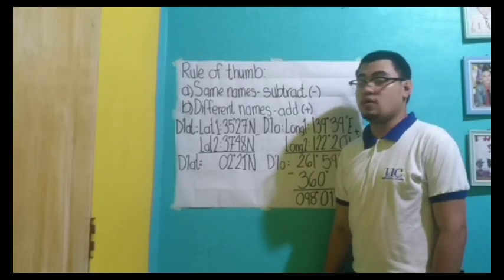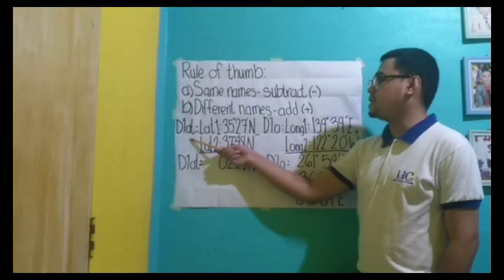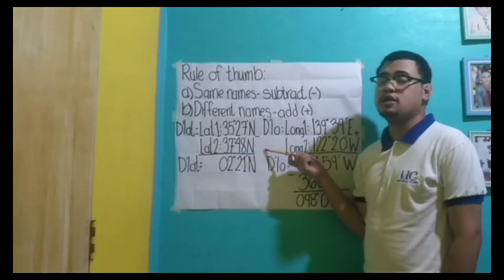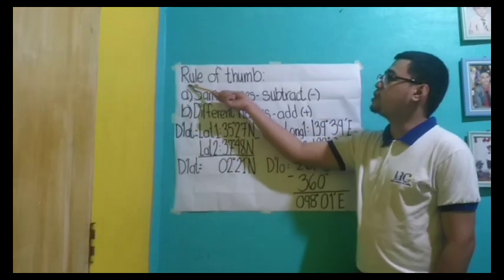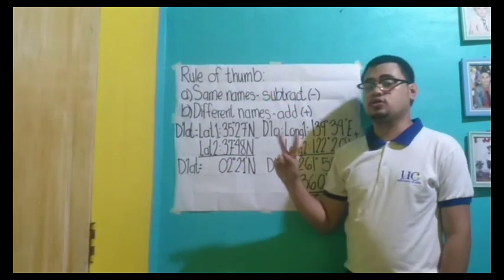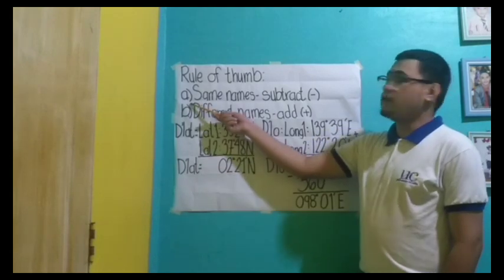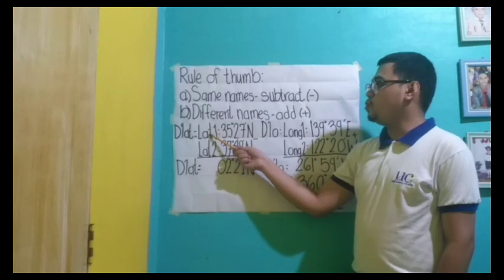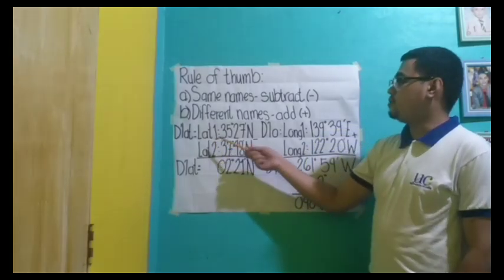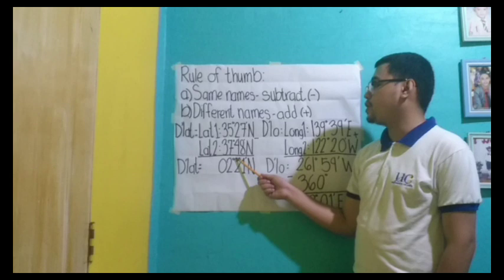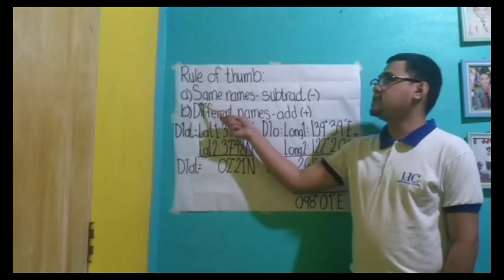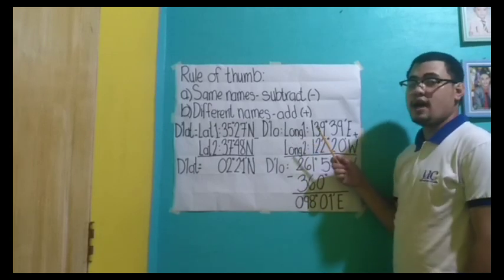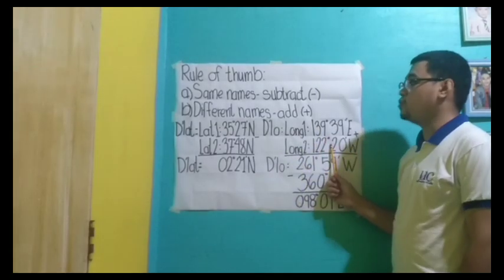Good day, cadets. So I am tasked to find the DLAT and the DLO or the difference of latitude or the difference of longitude. But before that, we need to know about the rule of thumb. So the rule of thumb has two conditions, which is first, if same names, we need to subtract. Example, latitude 1 has north and latitude 2 is north. Subtract it since it has same names. Same goes with the longitude. If longitude 1 have east and longitude 2 have east, so we need to subtract it.